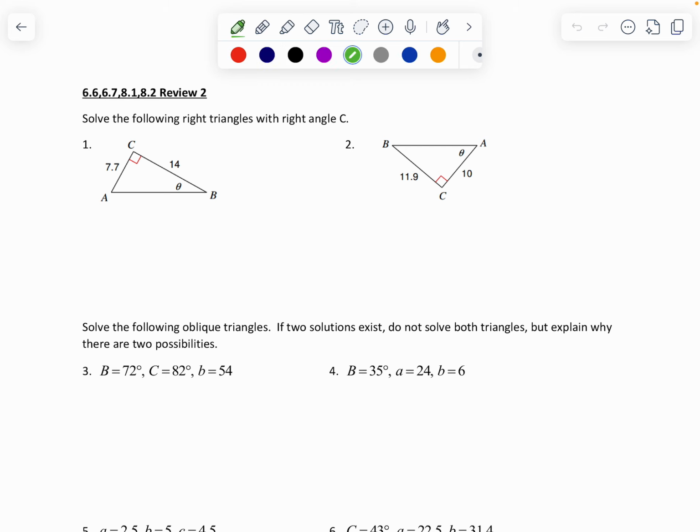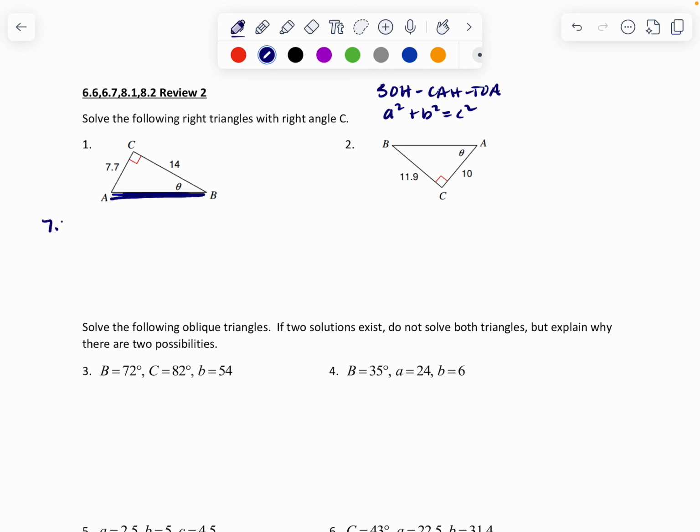Remember, when you're solving a right triangle, you can use SOHCAHTOA, and you could also use the Pythagorean theorem, a squared plus b squared equals c squared. Fastest way to do it. So for the first one, notice that across from the 90, this is your hypotenuse, so that's kind of important. So we can find that really quickly by using a squared plus b squared equals c squared.